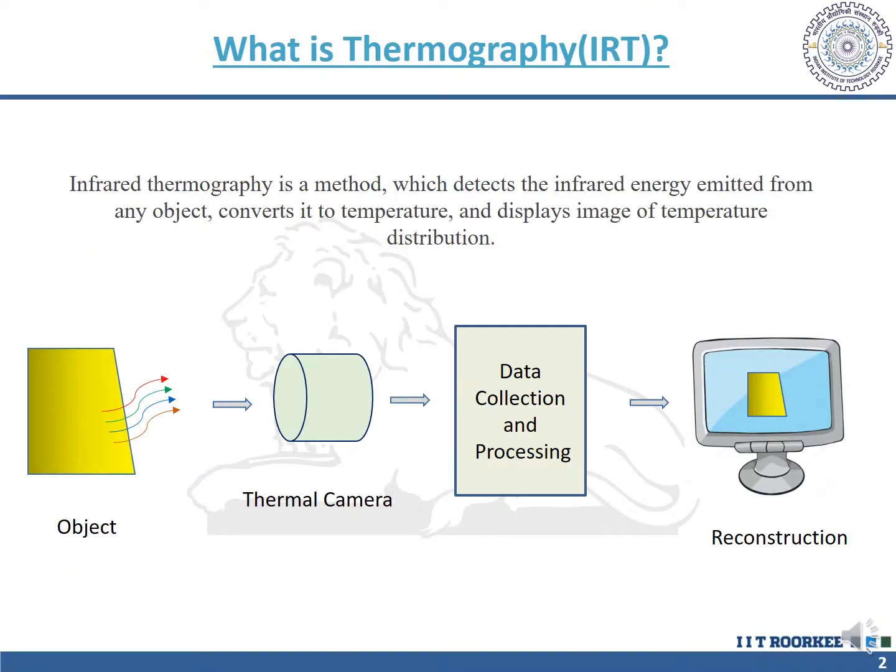Infrared thermography is a method to detect the infrared radiation coming out from heated objects, convert this radiation into temperatures, and then display the image of this temperature distribution. Like shown in this figure, here we have an object radiating IR radiation, which is captured by this thermal camera. Then this whole data is collected and processed, and the temperature distribution of this object is shown in the form of an image.